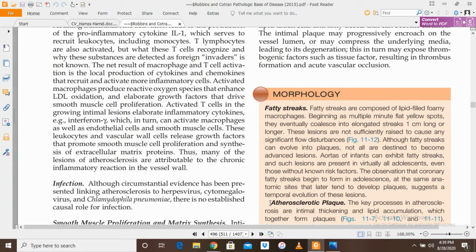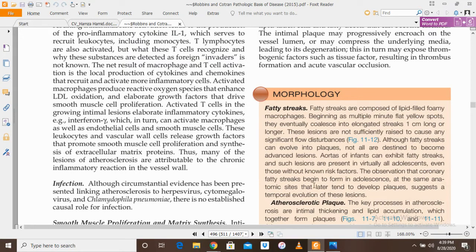Some of the fatty streaks, but not all of the fatty streaks, can evolve into an atherosclerotic plaque, which is clinically significant. An atherosclerotic plaque is clinically significant because it encroaches on the vessel lumen, it obstructs the flow of blood, and can cause multiple complications, for example MI and cerebral infarction.